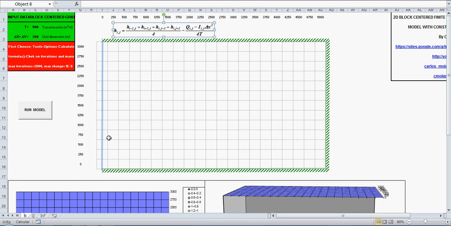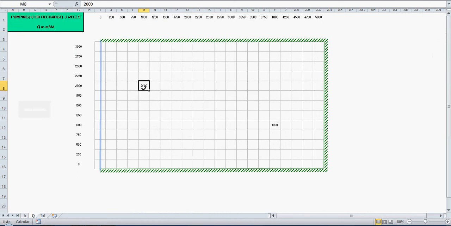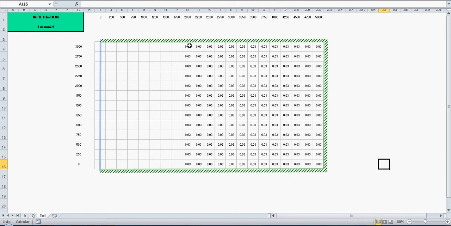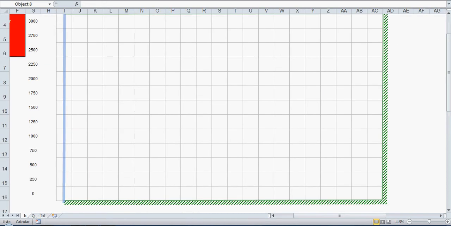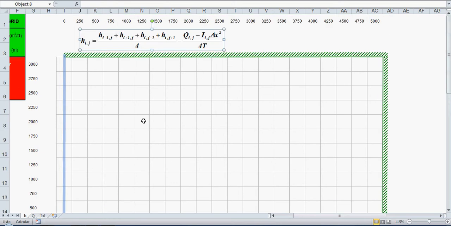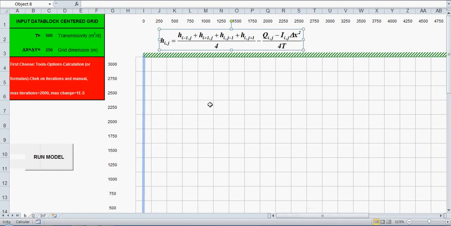In this worksheet we have the heads, and they depend on the pumping well rates. Here we have 2 wells, with the discharge rate in cubic meters per day, and infiltration. The infiltration in millimeters per day is almost the same as the previous 2D mesh-centered finite difference grid. Let's zoom in to put our equation in a cell.